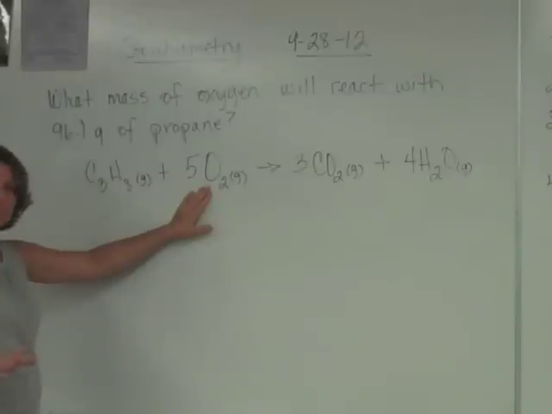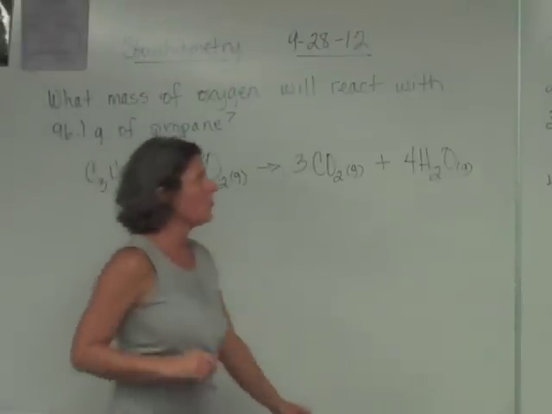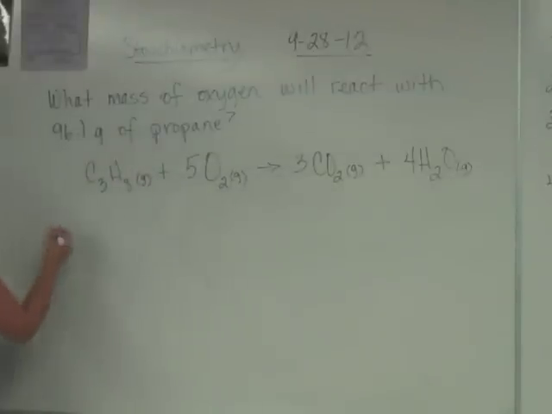Now, we want to know if we've got 96.1 grams of this, how much of this will react with it. That is the purpose. So the mass of oxygen, grams of oxygen, is our unknown. Grams of propane are what we are given. So the first step is going to be, we're going to start with 96.1 grams of C3H8.